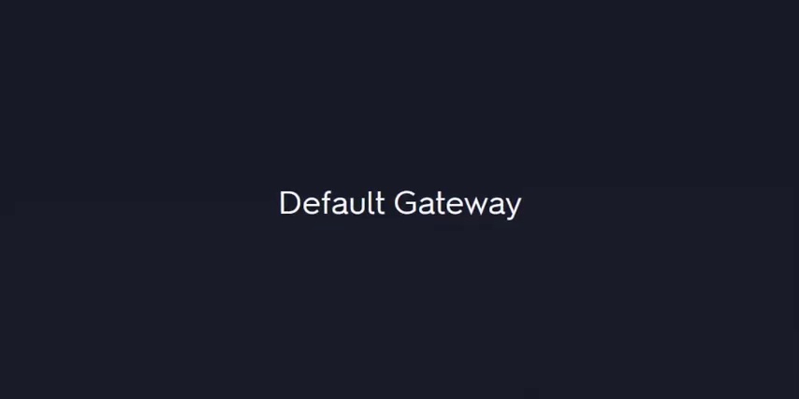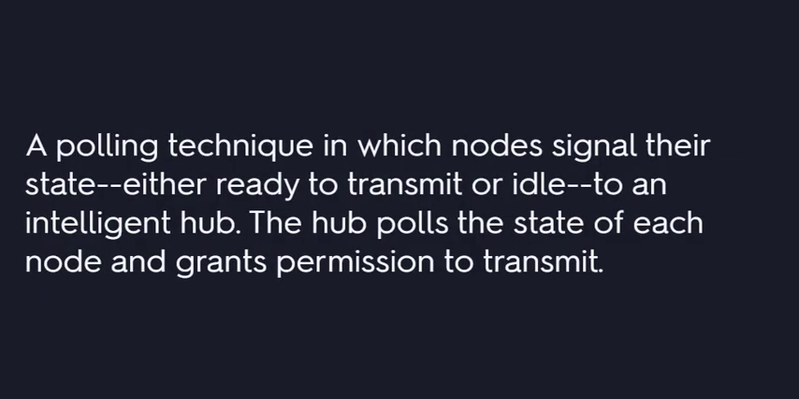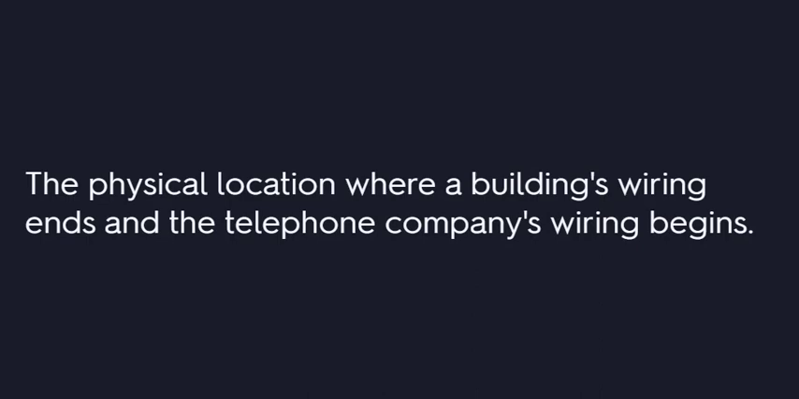Default gateway. A polling technique in which nodes signal their state, either ready to transmit or idle, to an intelligent hub. The hub polls the state of each node and grants permission to transmit. Demand priority. The physical location where a building's wiring ends and the telephone company's wiring begins.